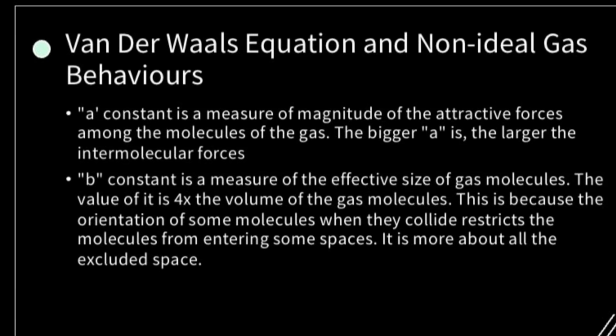In van der Waals equation and the non-ideal gas behaviors, the a constant is a measure of the magnitude of the attractive forces among the molecules of the gas. The bigger the a value is, the larger the intermolecular forces are. The b constant is a measure of the effective size of the gas molecules. The value of it is 4 times the volume of the gas molecules. This is because the orientation of some molecules when they collide restricts the molecules from entering some spaces. It is really all about the excluded space.